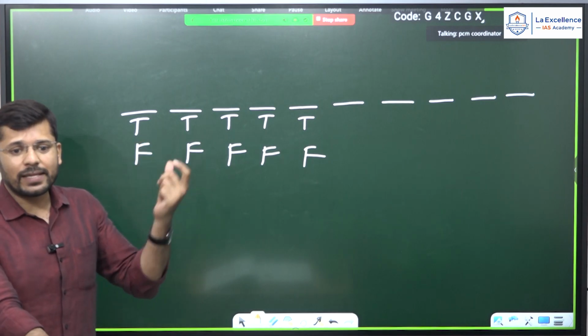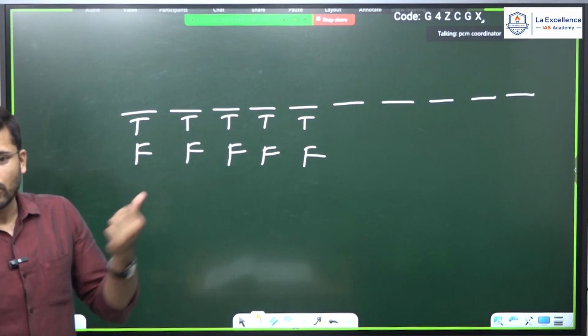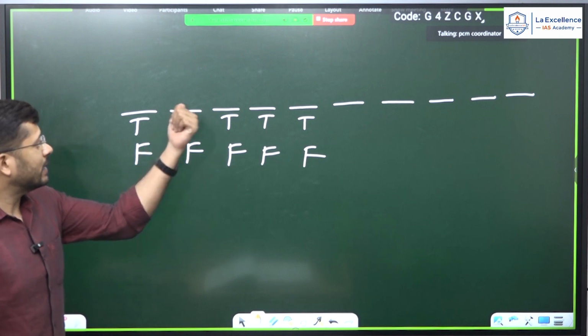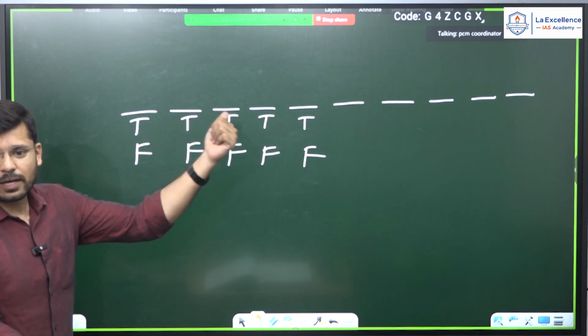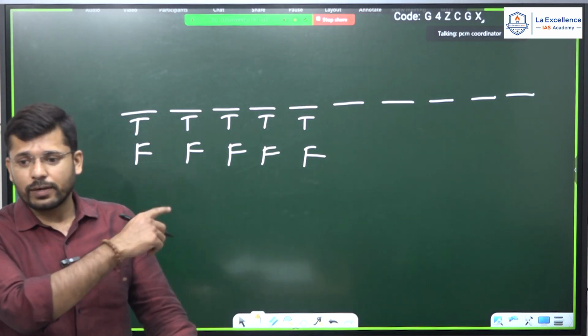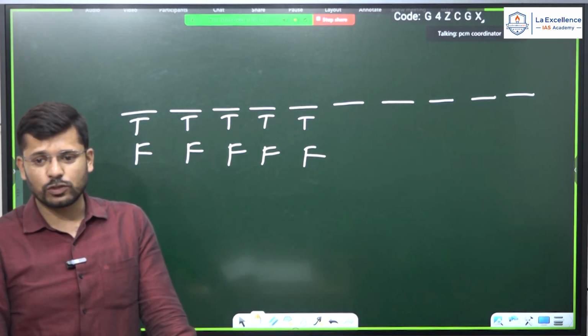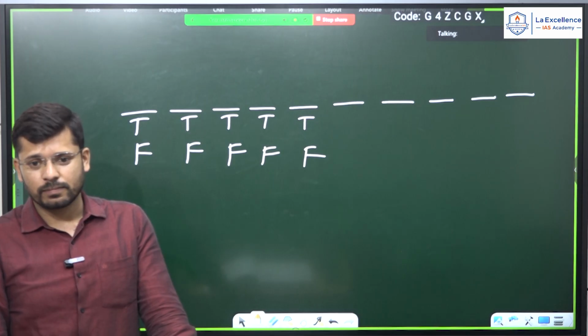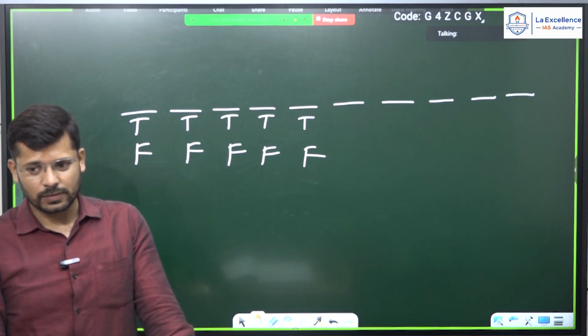So we can apply the number of ways concept here. This question can be answered in 2 ways. This in 2 ways. This in 2 ways. 2 into 2 into 2 into 2, how many times? 10 times, so 2 power 10. That is your answer. Convinced?